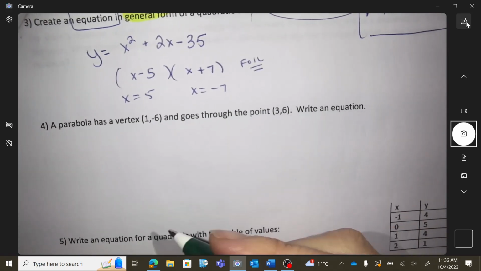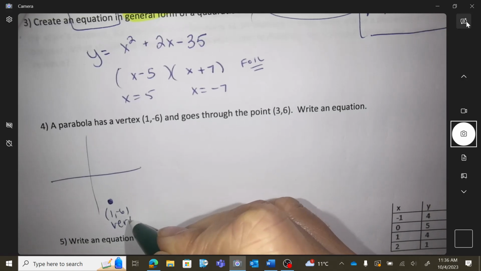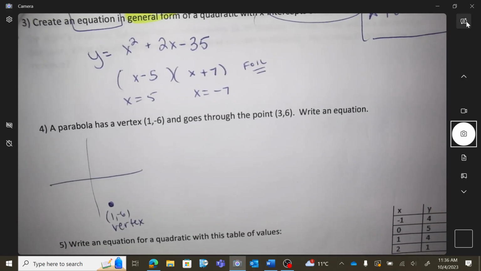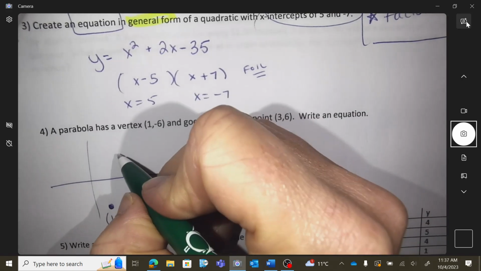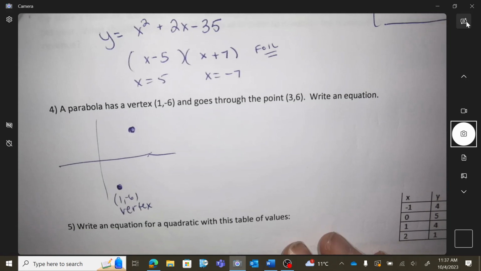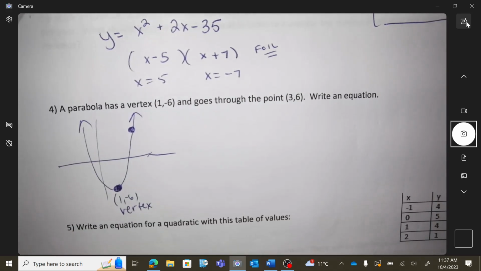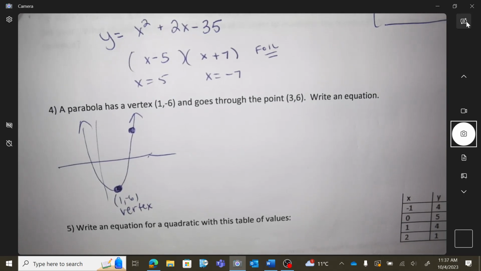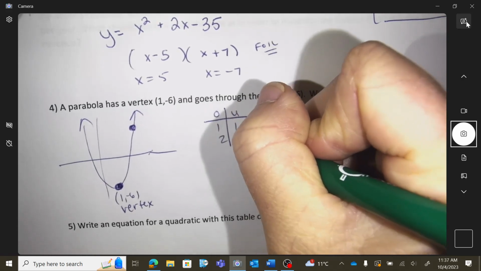Okay, a parabola has a vertex at (1, -6), and then it's going to eventually go through the coordinate (3, 6). So would it make sense that my vertex is a min or a max? It's a min, so my slope is positive. I can see that already. I need you to figure out the slope. So let's make an over-up chart here: 1, 1, 2, 4, 3, 9.